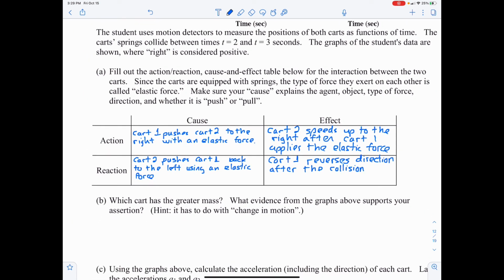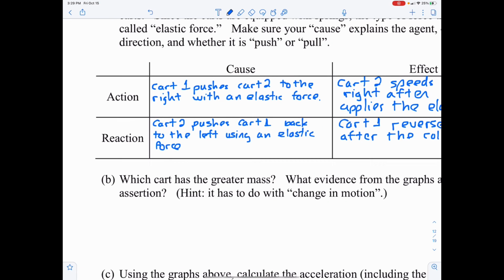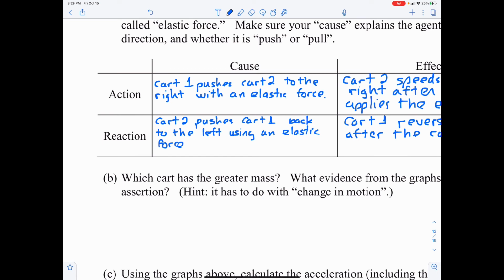Part B. Which cart has the greater mass? What evidence from the graphs support your assertions? Hint, it has to do with the change in motion. Less change in motion, meaning acceleration, means greater mass.